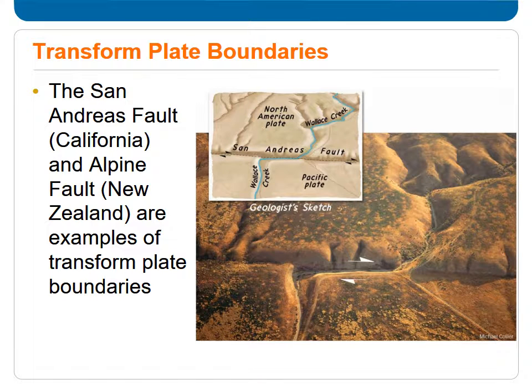The San Andreas Fault in California and the Alpine Fault in New Zealand are examples of transform plate boundaries. The movement creates slippage where linear features crossing the boundary get displaced.